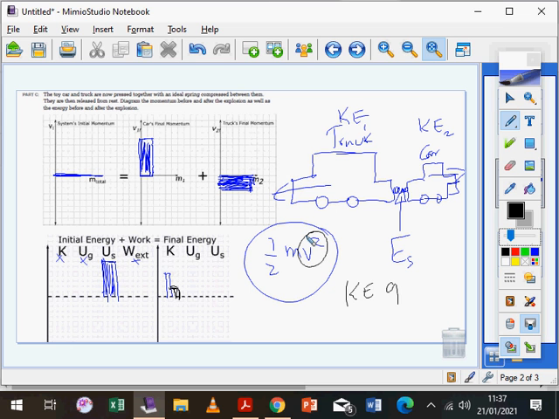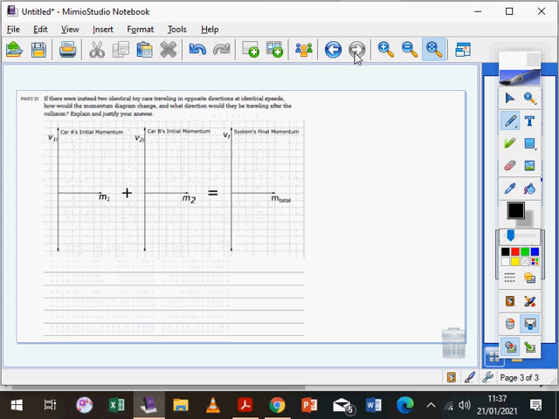If there were instead two identical toy cars, so same mass, traveling in opposite directions at identical speeds, how would the momentum diagram change? And what direction would they be traveling after the collision? Explain and justify your answer. You guys are going to do this one, but let's first think about it together. You have two identical cars, same mass, same speed, traveling towards each other.